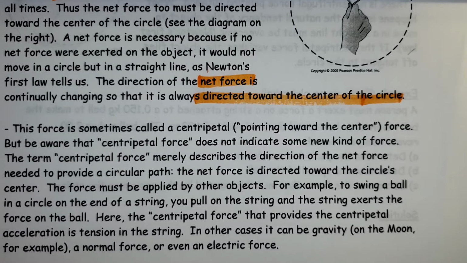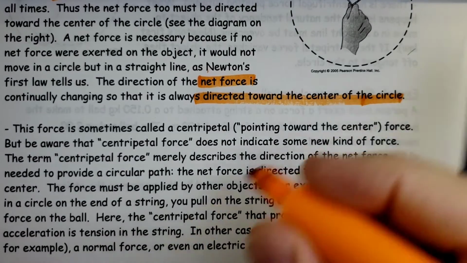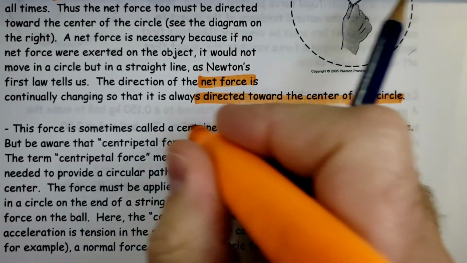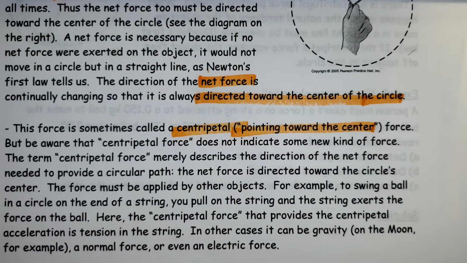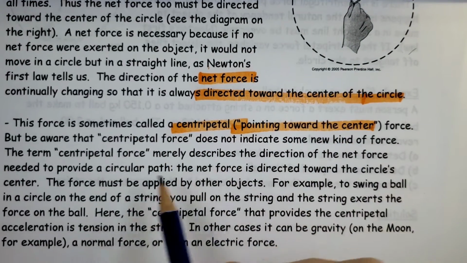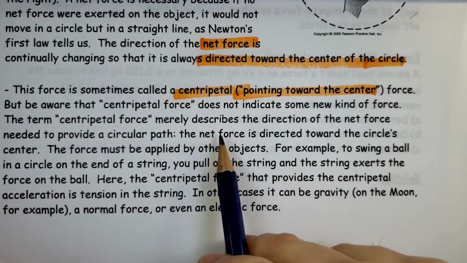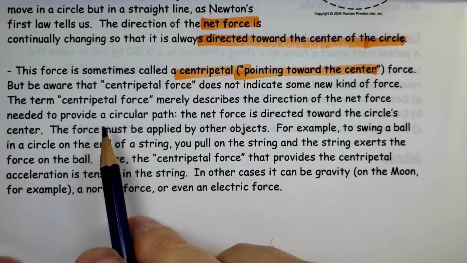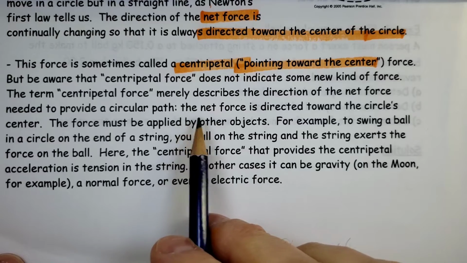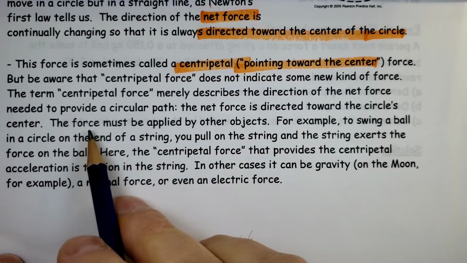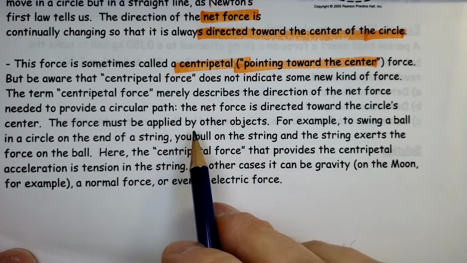This force is sometimes called centripetal, and by centripetal we mean pointing to the center. But be aware that centripetal force does not indicate some new kind of force. The term centripetal merely describes the direction of the force needed to provide the circular path. The net force is directed towards the circle's center. The force must be applied by other objects.